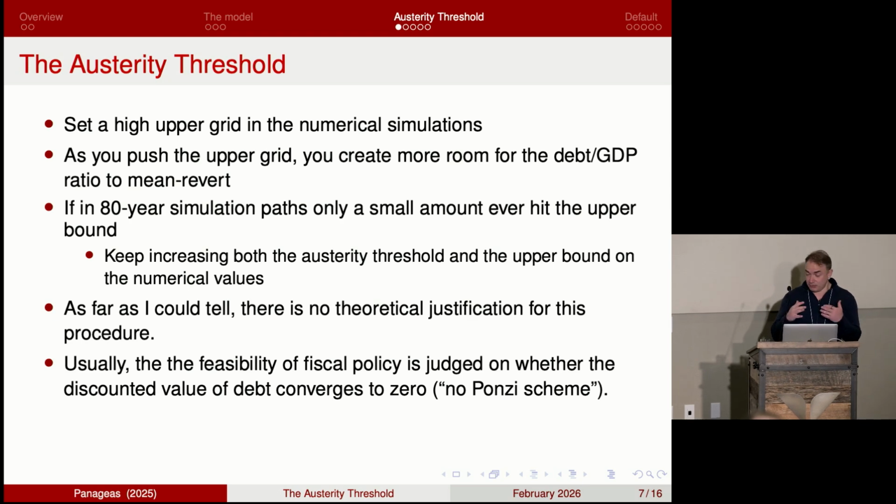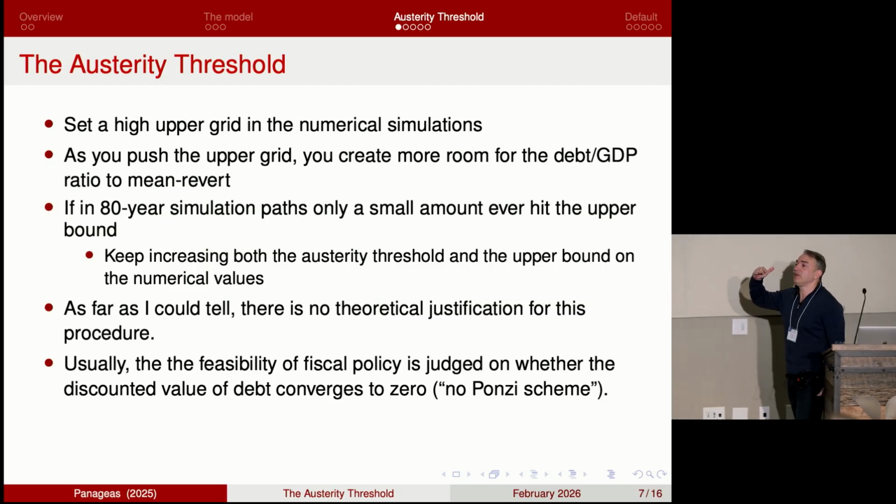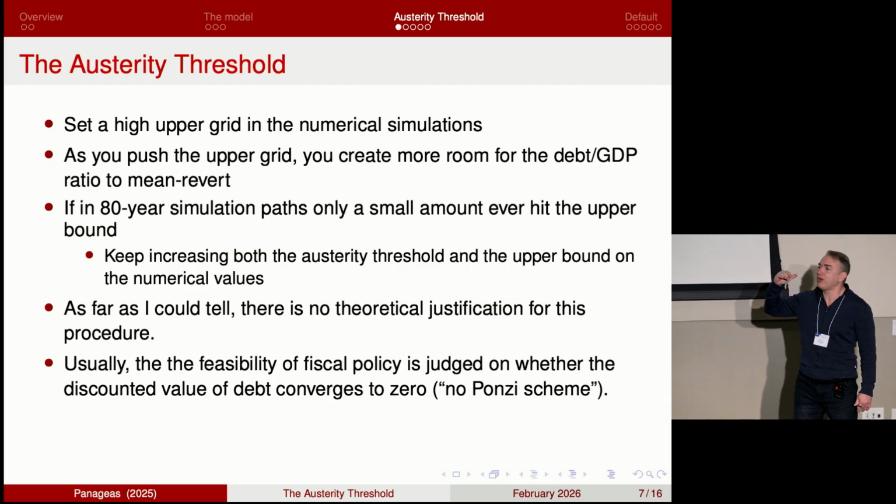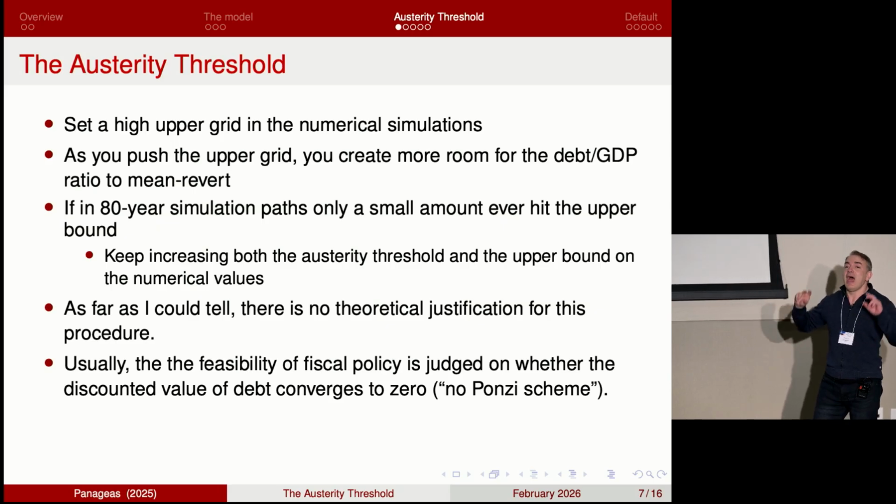Here's my best understanding of how this upper threshold is determined. The goal is to find the highest level of this delta bar, this upper austerity threshold where we kick in austerity, that's not going to make the debt blow up.